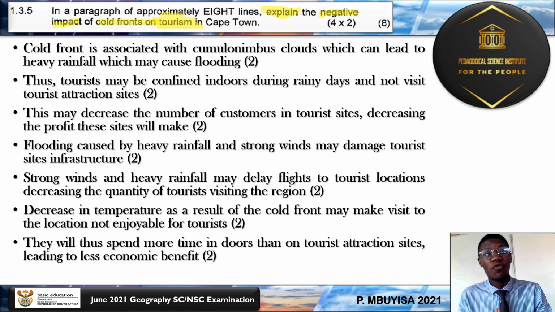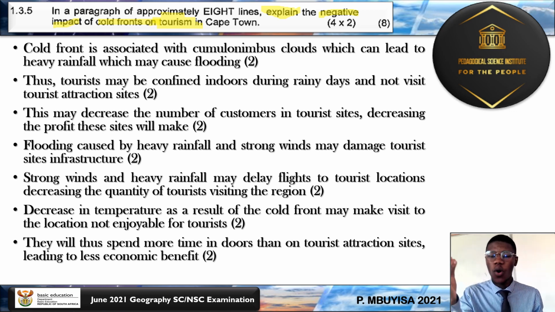There will be pressure on the remaining workers in that tourist facility or site, and they'll work under pressure, and they may not give good enough service to the visitors, which may lead to customers not visiting the site because of the poor services that will be offered there. So you can think about this, think outside the box, break these points apart.